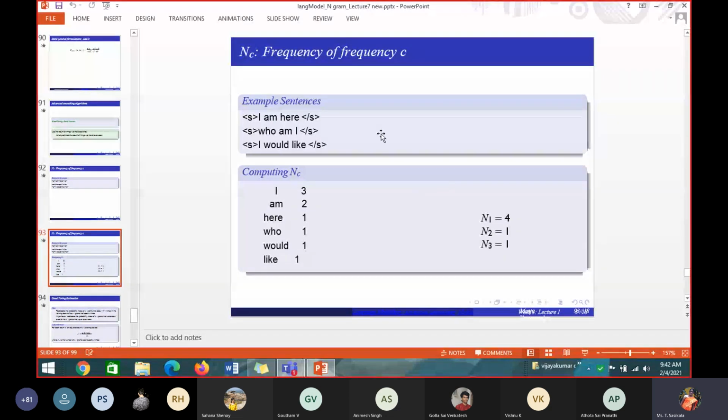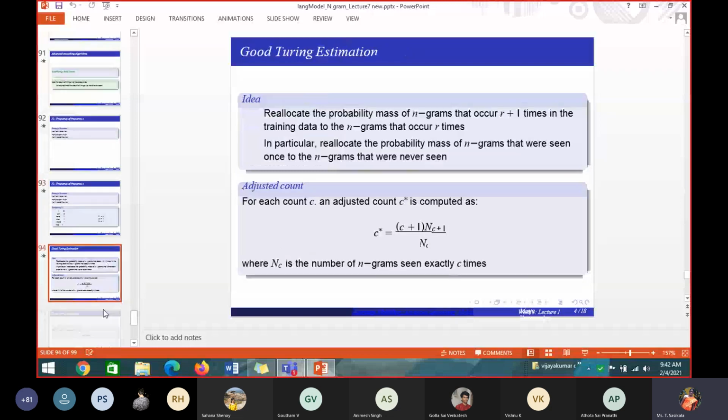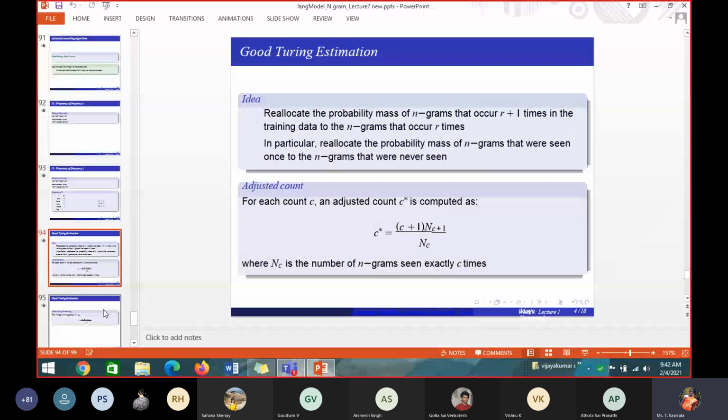First step, you have to find the NC, and the formula to calculate the Good Turing smoothing is, please note down this formula. C star is equal to C plus 1, N in the suffix C plus 1, that is NC plus 1 divided by NC. If I want to find 0 words, 1 word, that's why NC plus 1, 0 plus 1. I will be using the next level to find the previous level.